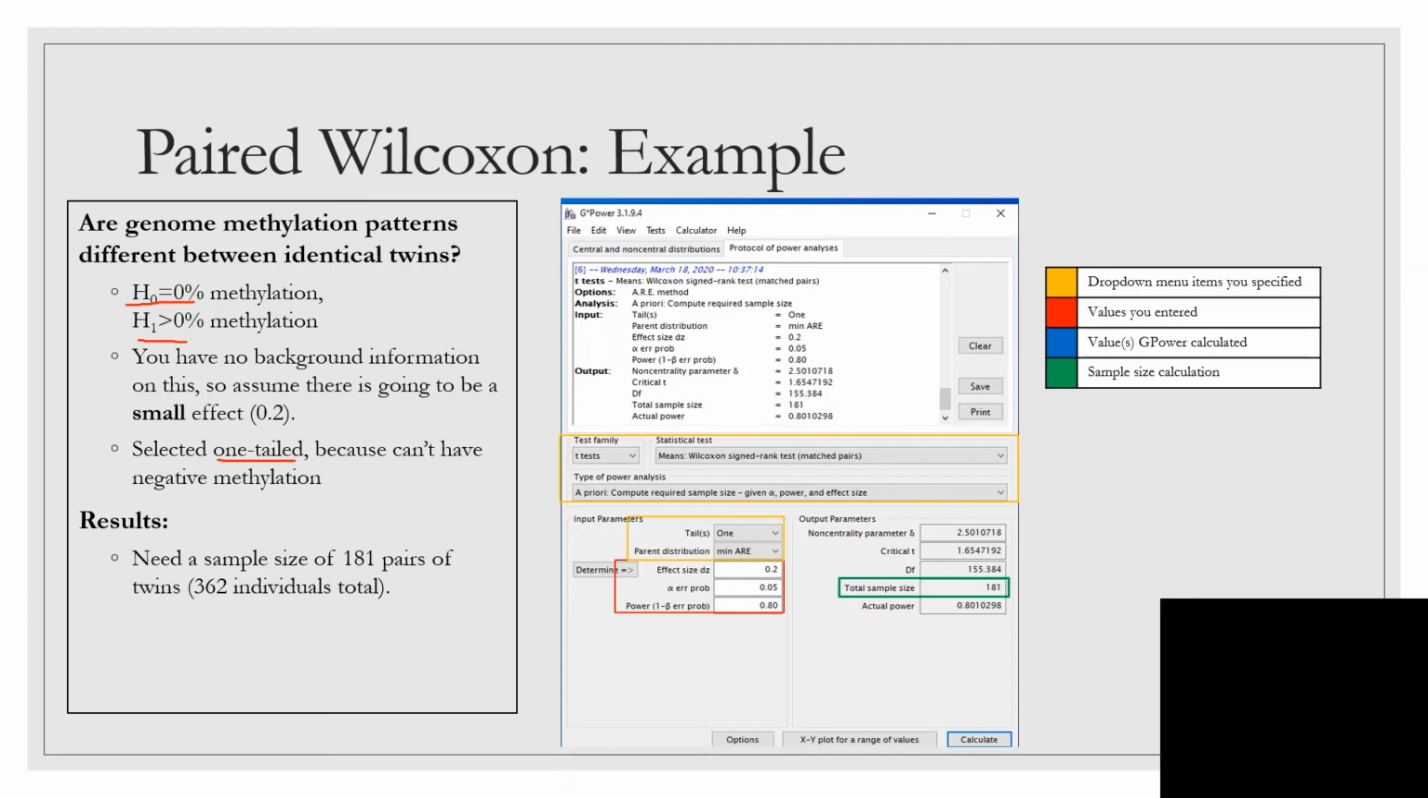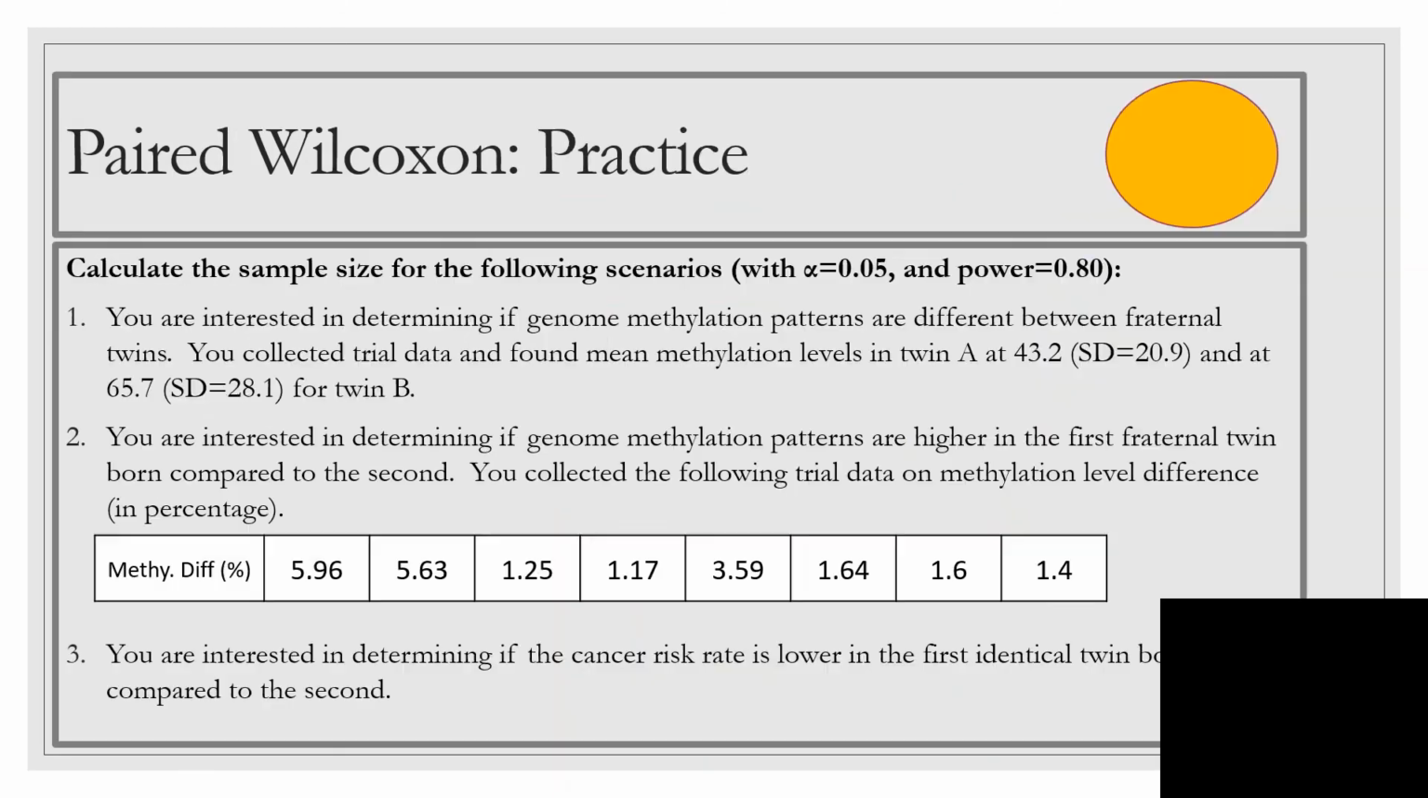I have no background information, so I'm going to select guess an effect size that's small, and this gives me a total sample size of 181. So this is going to be 181 pairs of twins, or 362 individuals total. Here are 3 examples for the paired Wilcoxon on methylation patterns in fraternal twins compared to birth order, and then cancer risk in identical twins.